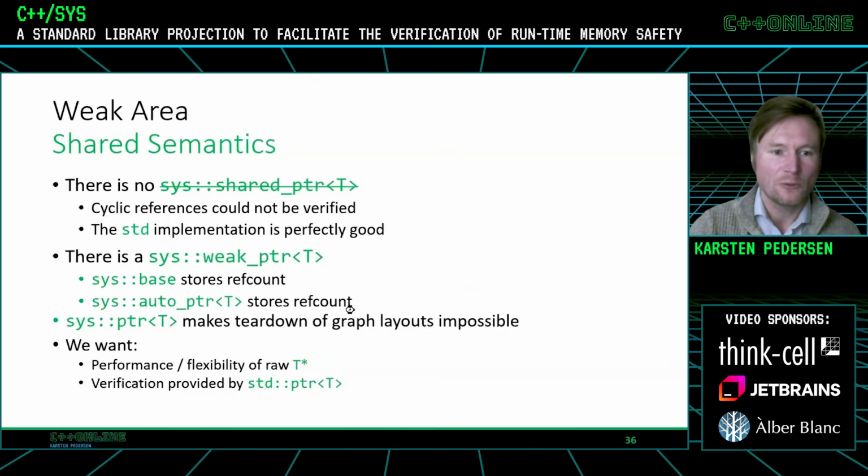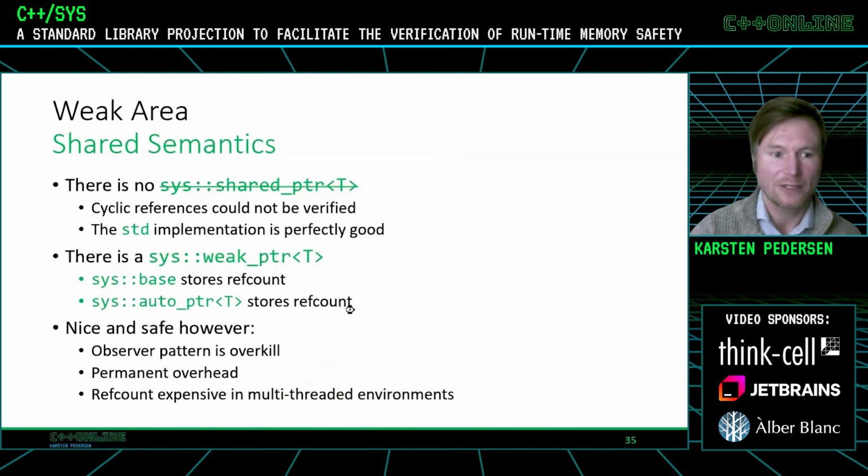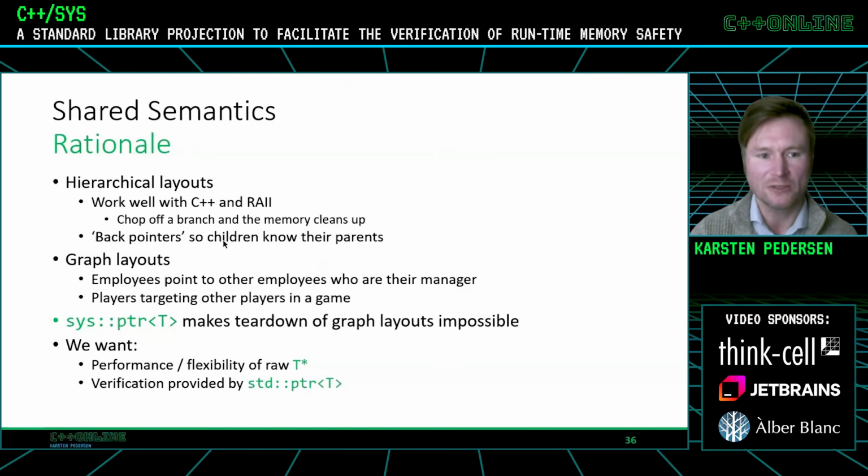But it is so useful having this observer pattern, or being able to know when something's being destroyed, because with hierarchical layouts, this works exceptionally well with C++'s memory system, RAII, in that if you chop off an entire branch, all of the memory further down that branch cleans up. But back pointers need to know potentially their parents, so you can actually have them as sys pointers.